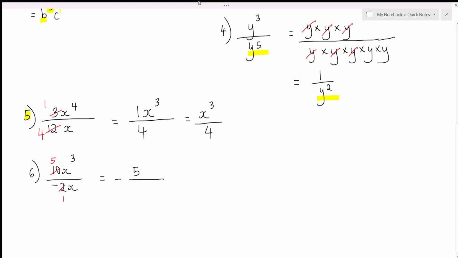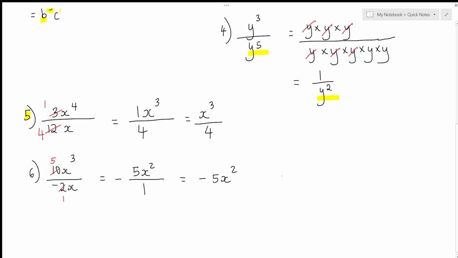Then the next part is we've got 1x underneath. So one of these x's will cancel out with one of the x's above. And so therefore you're going to have 2 x's left on top. So that's x squared. Now because I've drawn my line, I'm going to write it over 1 because there's just 1 left underneath. And my final answer will be negative 5x squared.